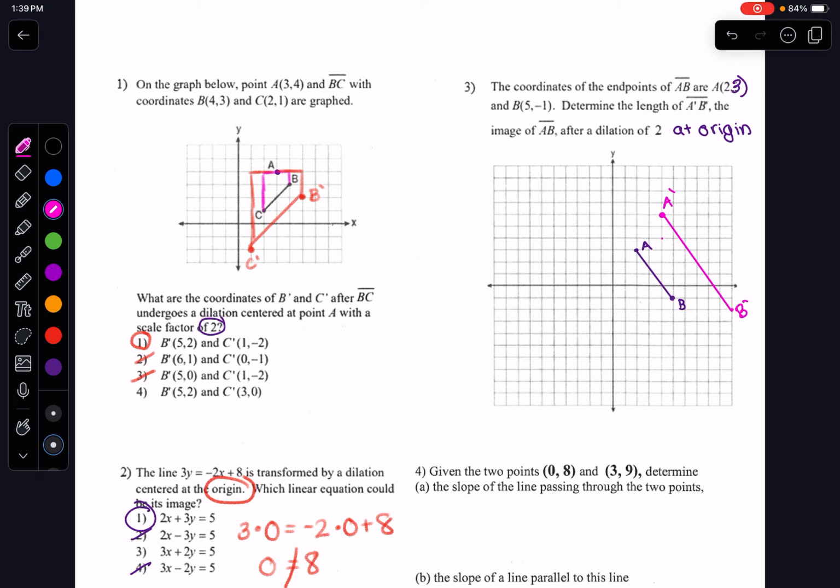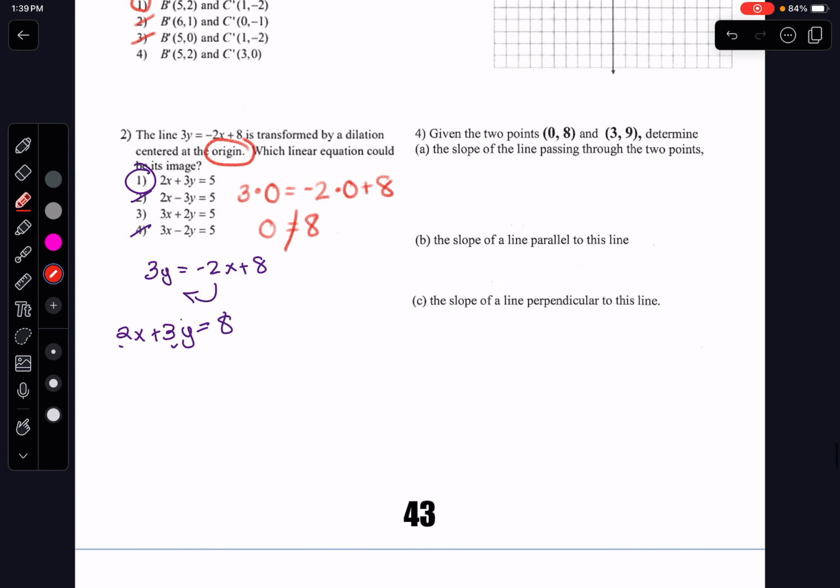Determine the length of A'B'. So this is actually even easier. You just have to double your original length. So if we look, we're going over 3, 1, 2, 3, 4. So this was a distance of 5, because you would use the distance formula, but I just know this off the top of my head. So double the distance for 10. This is why you have to read.